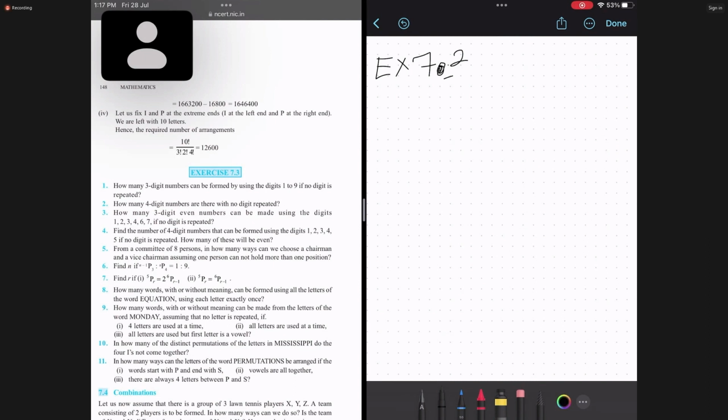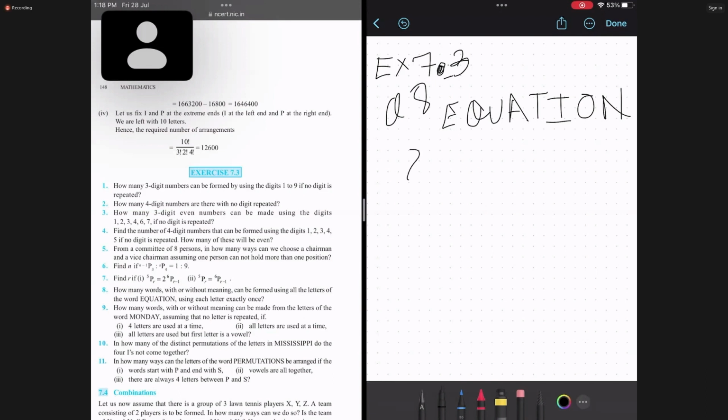We are on exercise 7.3, question number 8. How many words with or without meaning can be formed using all the letters of the word EQUATION, using each letter exactly once? So we have E, Q, U, A, T, I, O, N. All the letters, which are 8 to be precise, are distinct in the word EQUATION, and we need to use all these letters exactly once to enumerate all the different words that could be generated from this particular word, right?